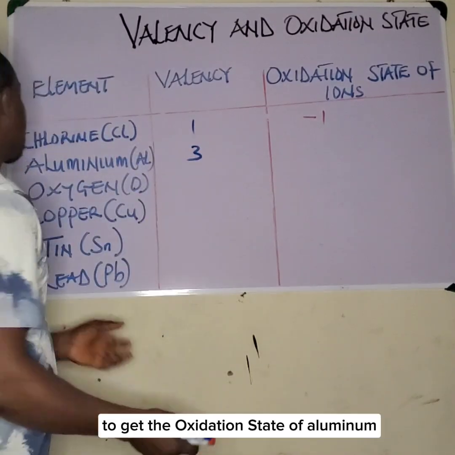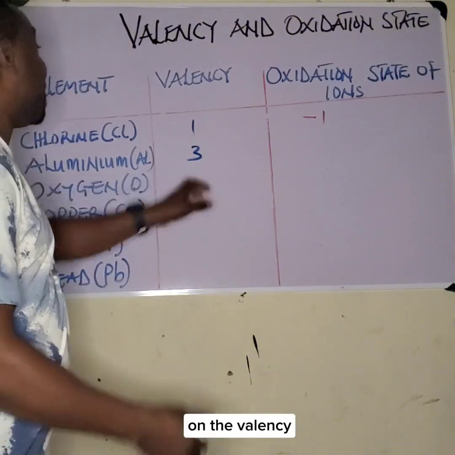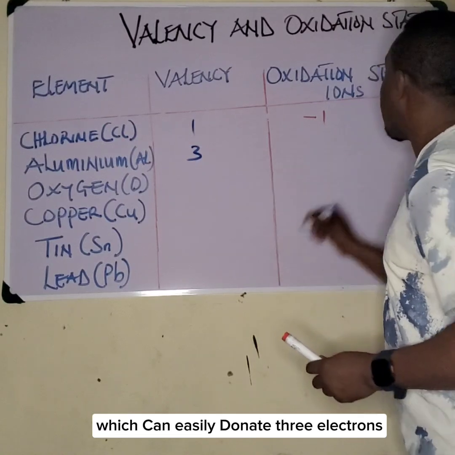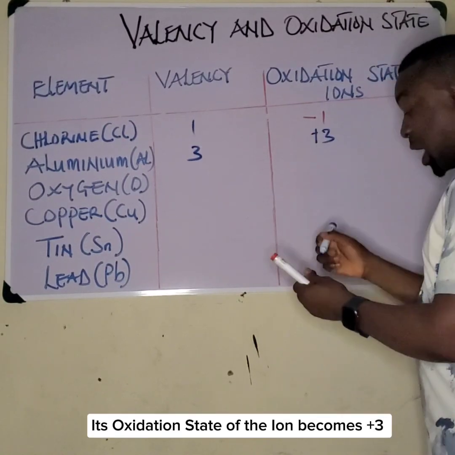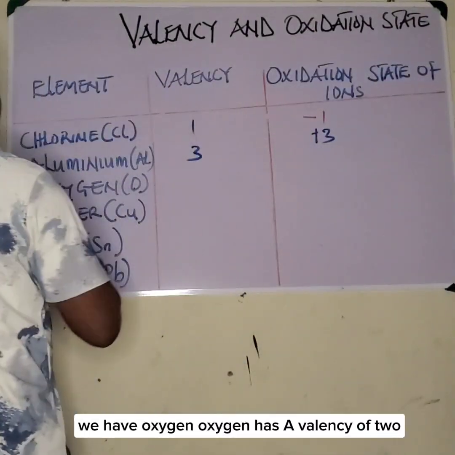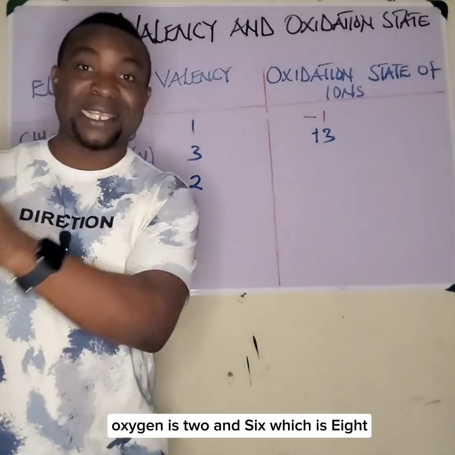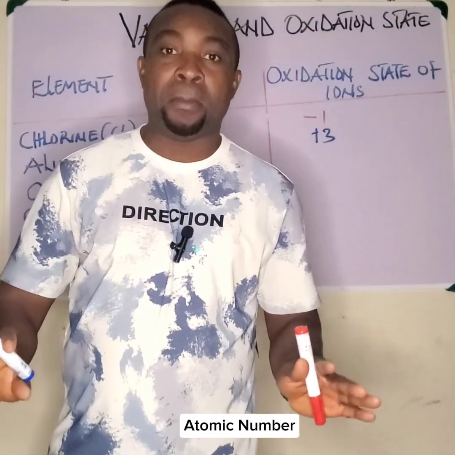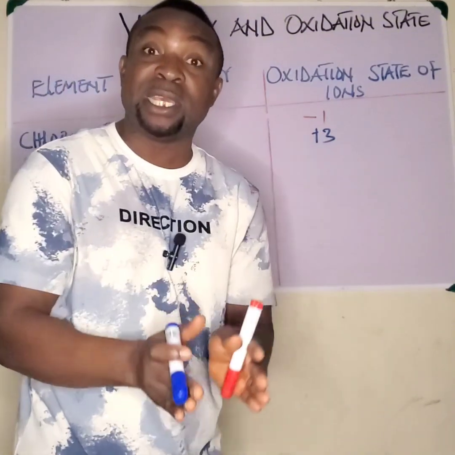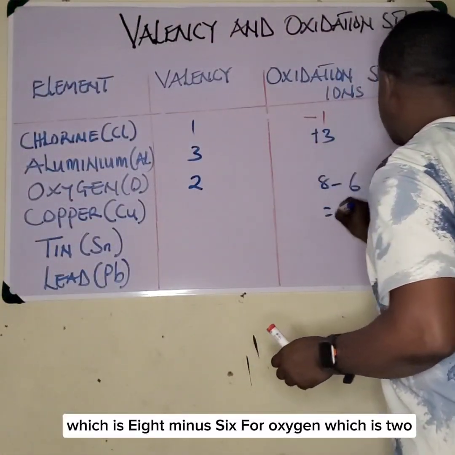To get the oxidation state of aluminium ion is to place either a positive or a negative charge on the valency. So because aluminium is a metal which can easily donate 3 electrons, the oxidation state of its ion becomes +3. We have oxygen. Oxygen has a valency of 2. Oxygen is 2, 6, which is atomic number 8. So 6 is the valence electrons, while the combining power of oxygen is 8 minus 6, which is 2.